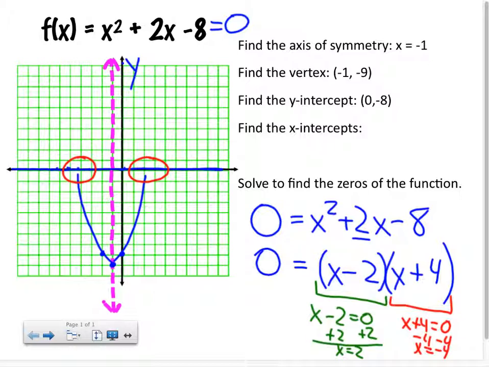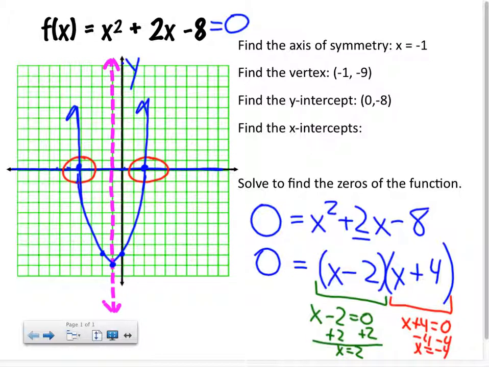So I'm going to go over to the graph, and where it's 2, that's right here, I know that's an intercept. And where it's negative 4, it's going to be an intercept. So 1, 2, 3, 4, right here. And it's going to keep going up forever.